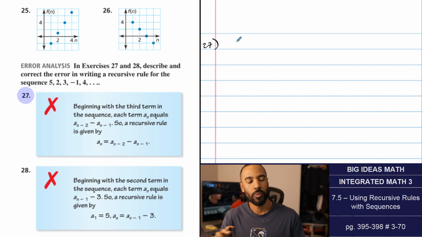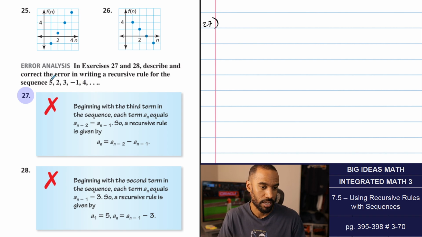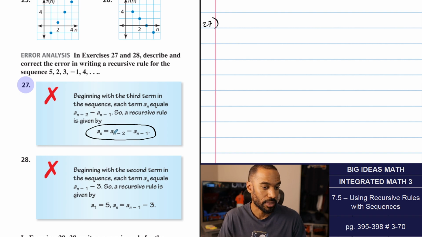Okay, in exercises 27 and 28, describe and correct the error in writing a recursive rule for the sequence 5, 2, 3, -1, and 4. Now, in my head, I'm seeing 5 minus 2 is 3, 2 minus 3 is -1, and 3 minus -1 is 4. So it's a subtraction of one with the other. What they wrote is good when it comes to the rule. They're actually correct, even the order that they have it. This is 2 terms before minus 1 term before. That's actually correct.